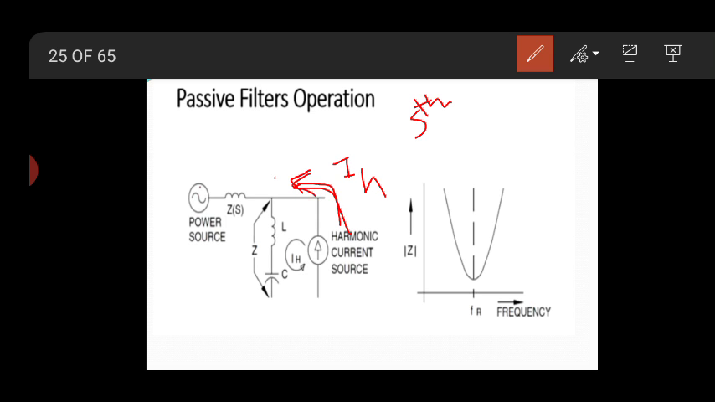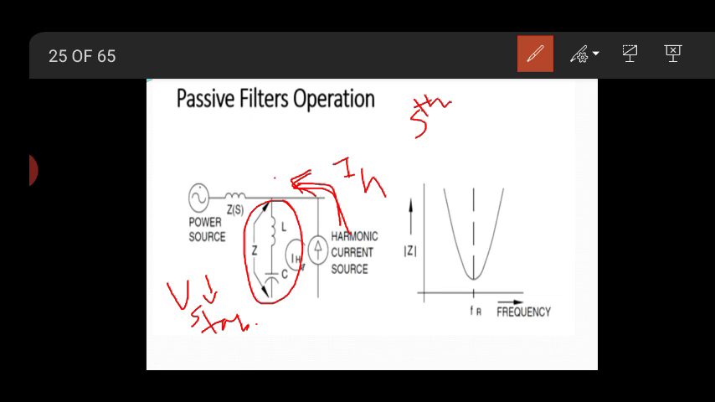This will disturb the voltage. The voltage stability is being affected. Once the harmonic currents are injected into your power source, the voltage stability will get drastically affected. So in order to overcome that, we insert a filter here.